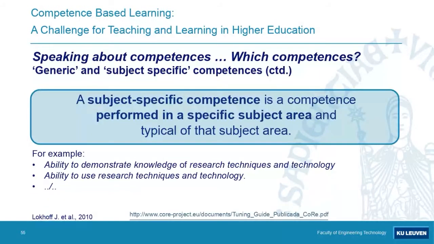If we now look at the subject-specific competences, these are competences performed in a specific subject area, and these are typical for that subject area. For example, the ability to demonstrate knowledge of research techniques and technology is one of the competences that is required for every master student. They have to be able to demonstrate their knowledge and to do research when they graduate. The ability to use research techniques and technology, again, is one of the basic master student competences.